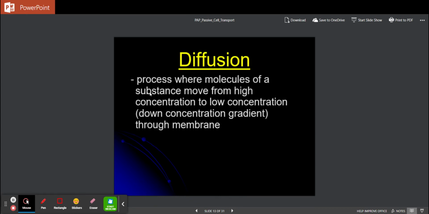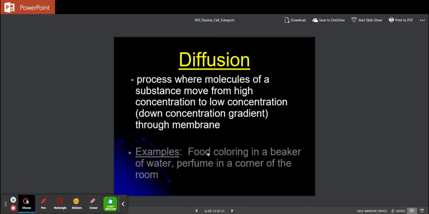All right, diffusion. It's where molecules move from a high concentration gradient to a low concentration gradient through a membrane. Examples would be food coloring in a beaker or perfume in a corner of the room. They'll all spread out. The food coloring will color the water, and the perfume will spread out throughout the room.